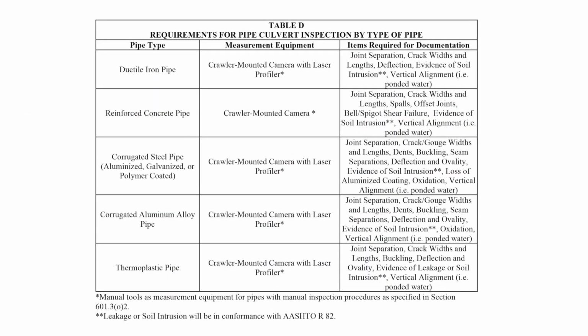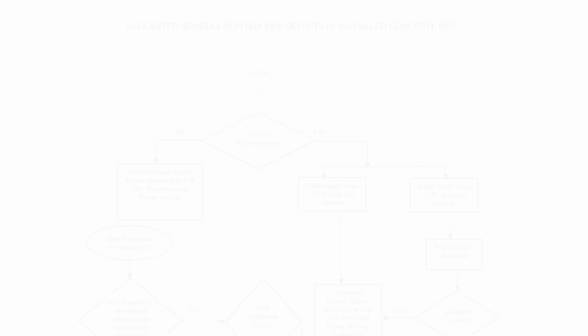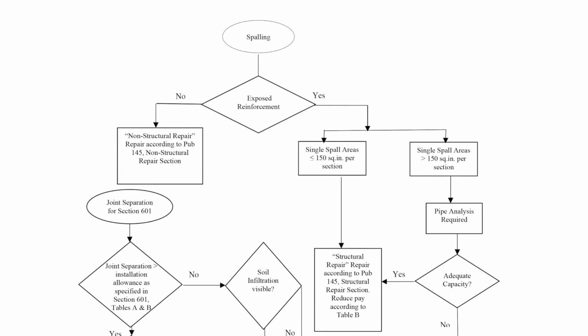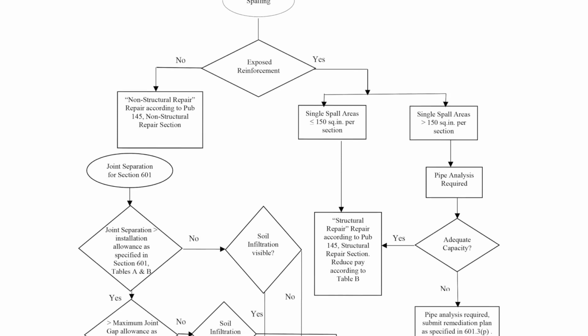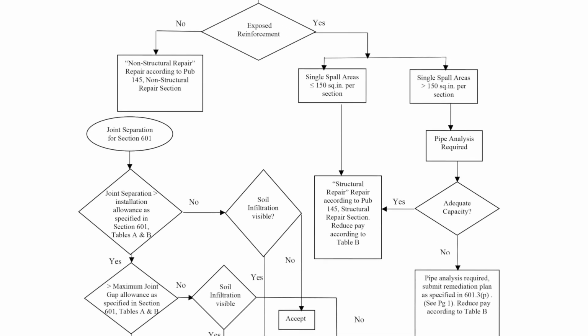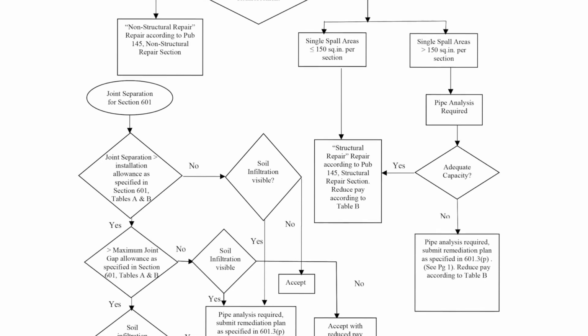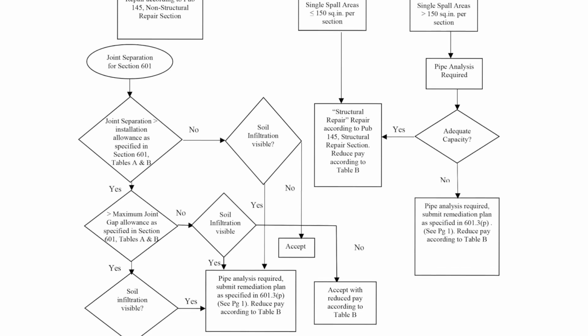These joints must also be inspected for soil infiltration. Additionally, concrete pipes must be inspected for cracks and spalls. Metal pipes must be inspected for coating failures, deflection, dents, and holes. And thermoplastic pipe must be inspected for cracks, holes, and deflection. If any of these criteria are outside of the specified tolerances, the contractor must submit a pipe analysis and remediation plan to repair or replace the out-of-tolerance pipe sections. A flowchart for this can be found in the Project Office Manual, Section C.6.11.